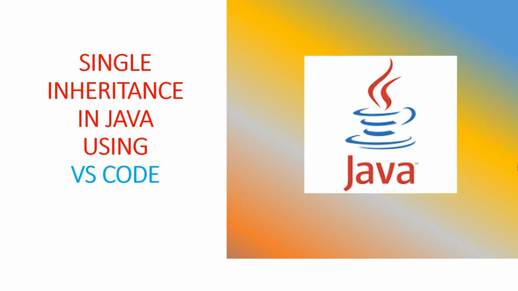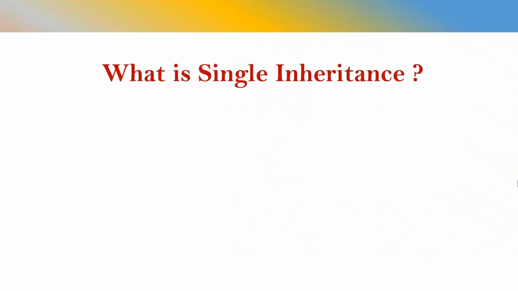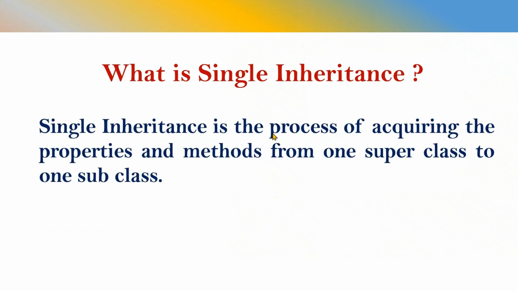Today I will explain single inheritance in Java using Visual Studio Code. First we'll see what single inheritance is, then I'll show you the demonstration using VS Code. So what is single inheritance? Single inheritance is the process of acquiring the properties and methods from one superclass to one subclass.